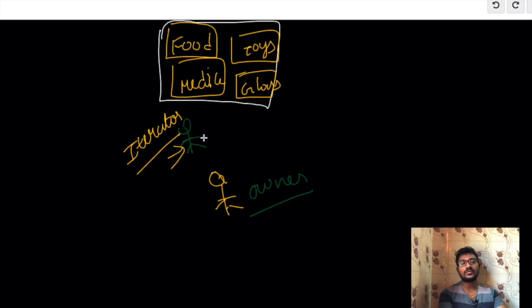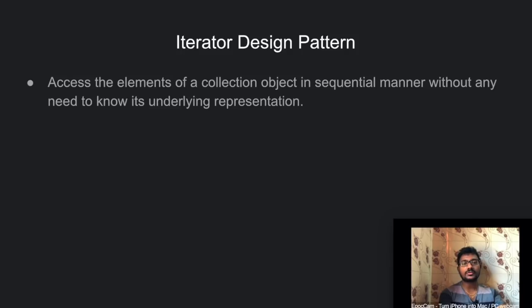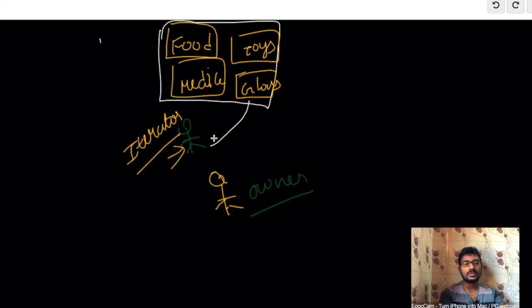First, he will check whether the container is containing something or not. Yes, initially the container contains food, toys, medicine and glass. So he will access the topmost one, in sequential manner. First he will access the glass and deliver that glass to the owner. Then he will check whether any other packages are available in the container. Yes: food, toys and medicine. He will access the next package, which is toys, and deliver the toys package to the owner.